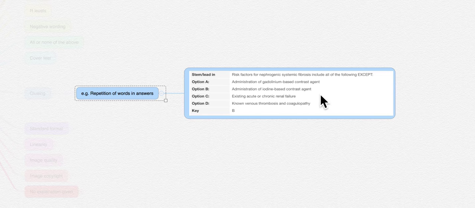So one way that you can avoid having cluing when you have pairs that you really need to have in here is perhaps you might have one pair here, administration of contrast agents, and perhaps you'll have another pair here which also repeats the same word or words in two answers, so therefore there are two pairs and they can't be clued into it.